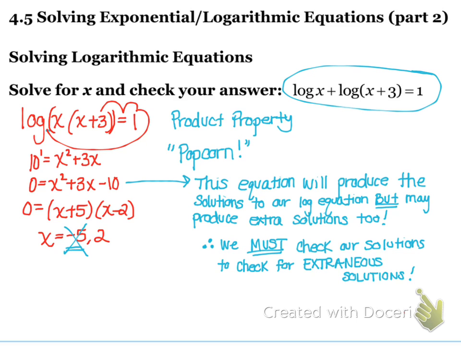Then we check 2. I can take the log of 2. When I plug it in for x, I get log of 2 plus 3, which is 5, which is also good. So 2 is our solution. Negative 5 is not. Because of this, you always need to check your solutions.